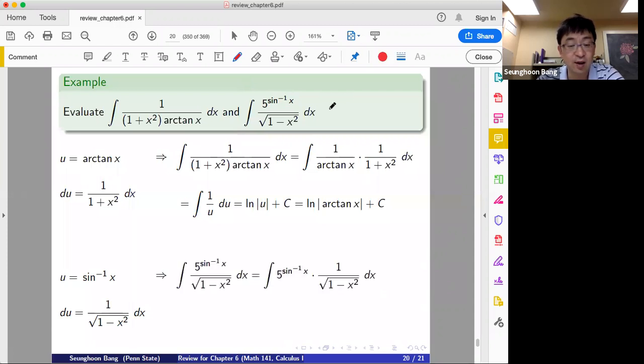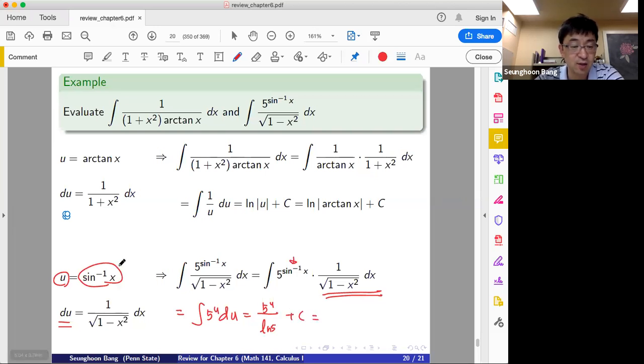Same, you can split like this. You can plug in inverse sine as u into the power. So we have the integral of 5 to the power u, and the remaining part is du. So we find the answer: 5 to the u over ln of 5 plus c. You can change back inverse sine of x into u. We have 5 to the inverse sine of x over ln of 5 plus c. That's the whole idea for solving this problem.